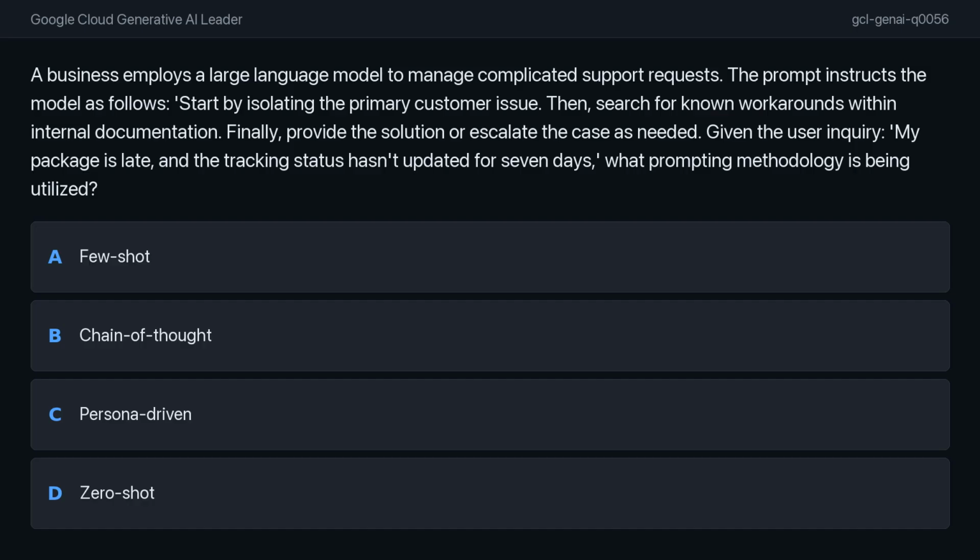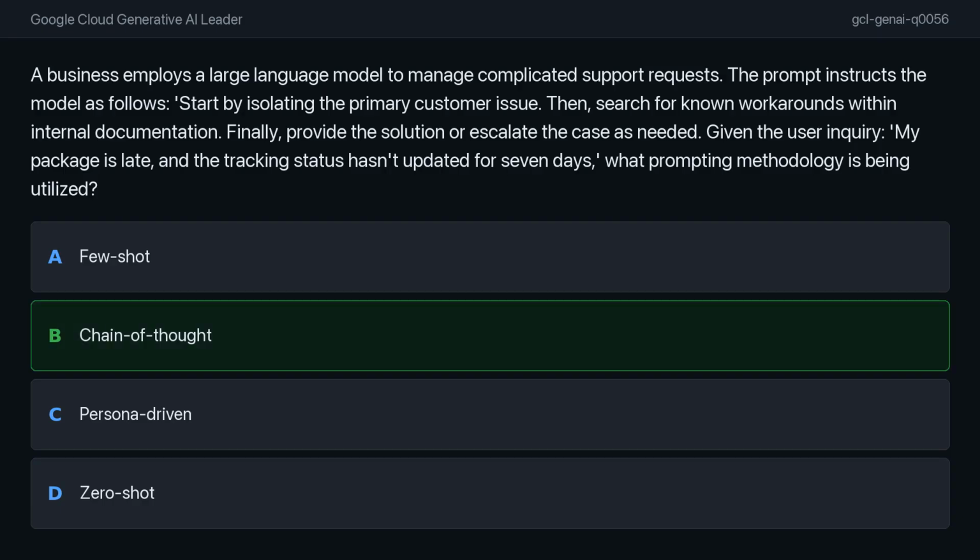At its core, this question asks you to identify the specific design pattern used to construct a prompt. When we interact with large language models, the structure we apply to our instructions can significantly influence how the model processes information and arrives at a conclusion. We need to distinguish between approaches that rely on provided examples, those that assign roles, and those that dictate a sequence of logical steps for the model to follow.